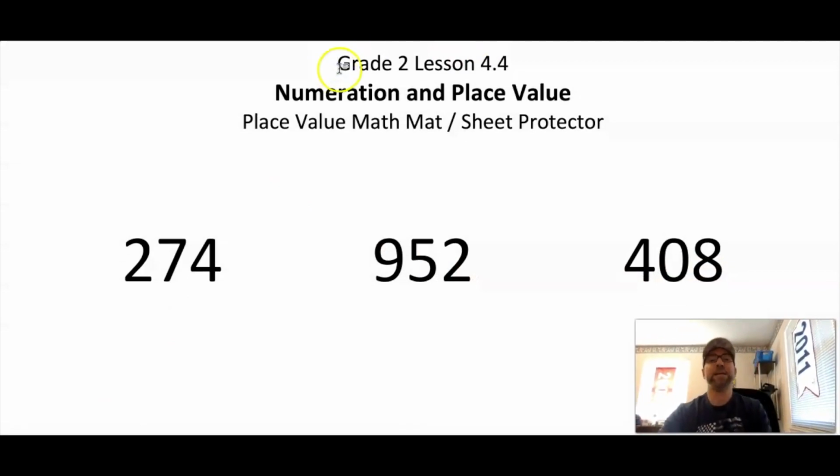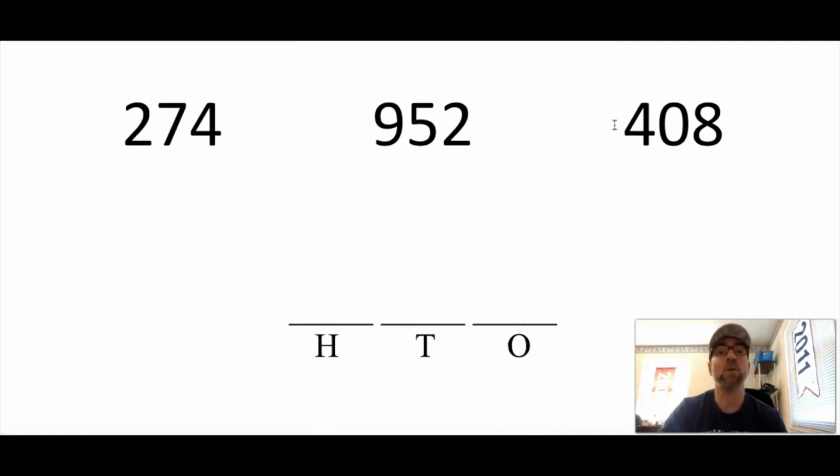Today we are going to be doing grade 2 lesson 4.4, numeration and place value. Numeration just means numbers, and place value is our ones, our tens, and now that we're big second graders, we're going to learn about the hundreds place. You will need your place value math mat, your sheet protector, and your dry erase marker.